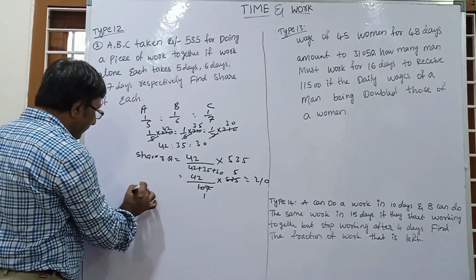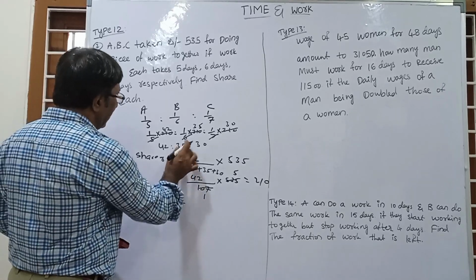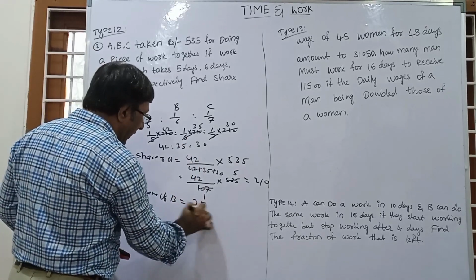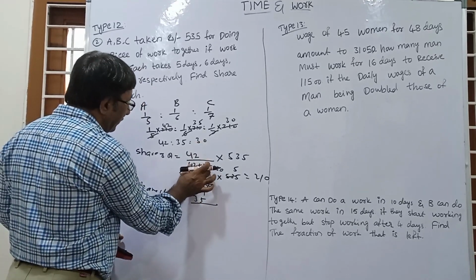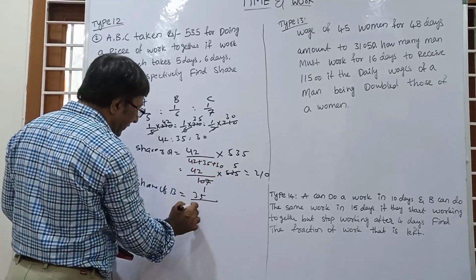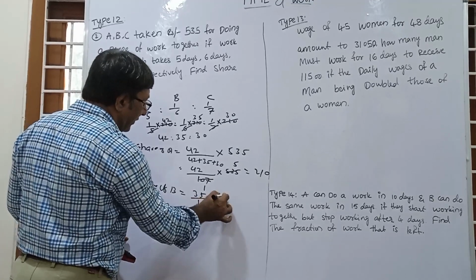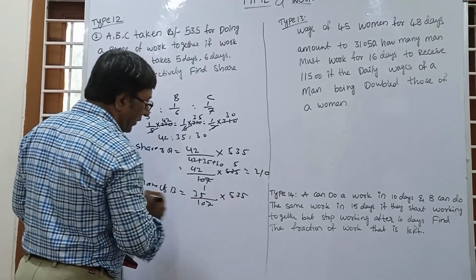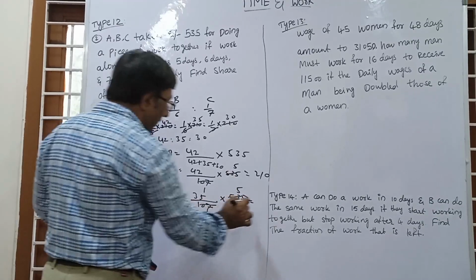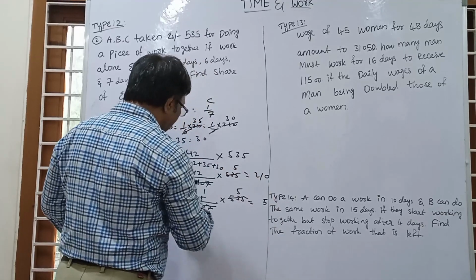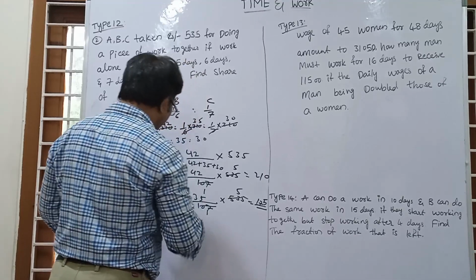In the same way, we find the share of B. So share of B, the ratio of B is 35. So this is 35 upon the sum of the ratios, 42, 35 and 30. So you can now use direct: 35 upon 107 into 535. Again this is 107 and this is 5. So our correct answer is 5 5s are 25 and 5 3s are 15, so 175. So this is 175 rupees for B.